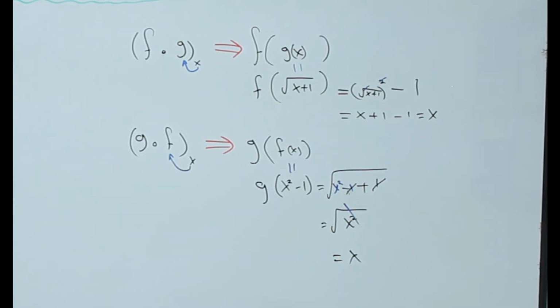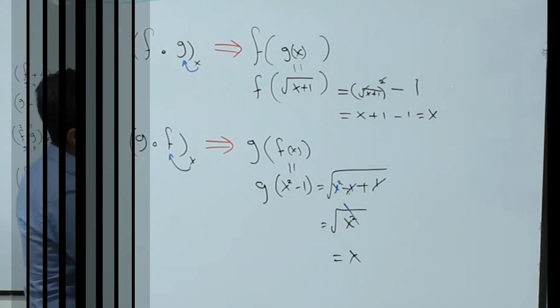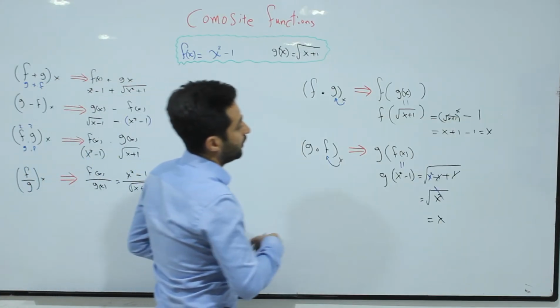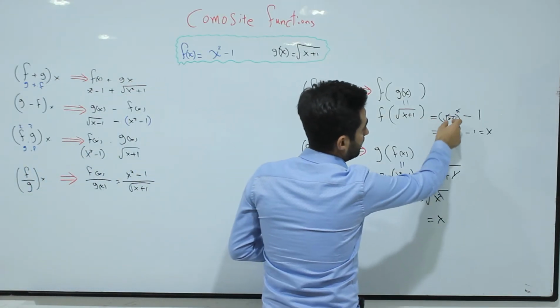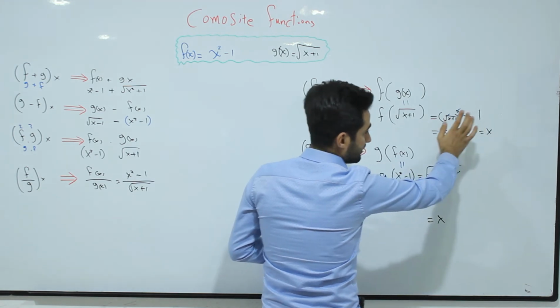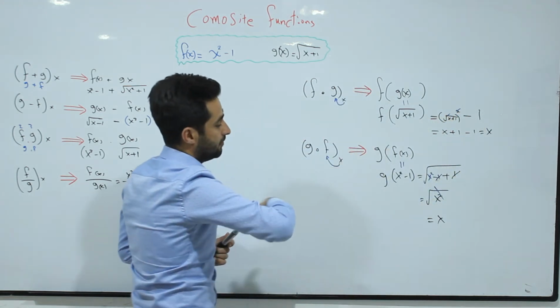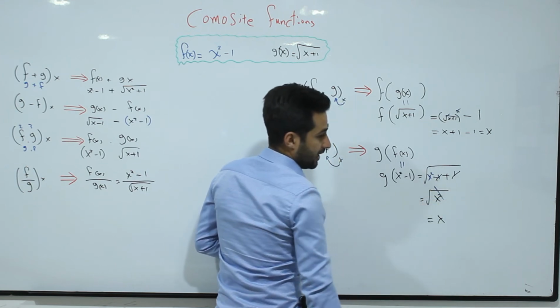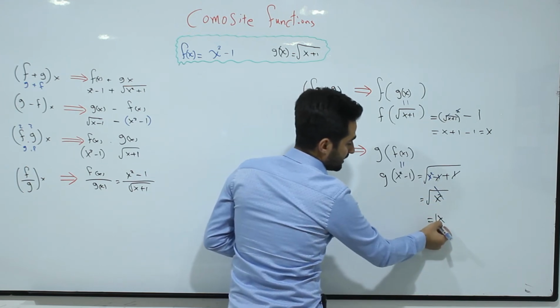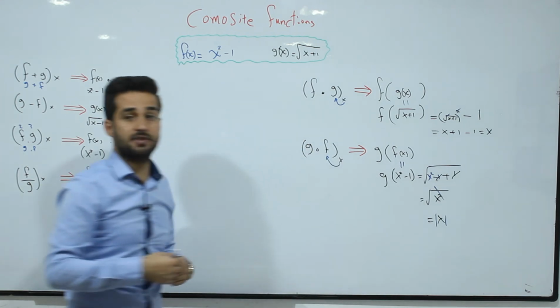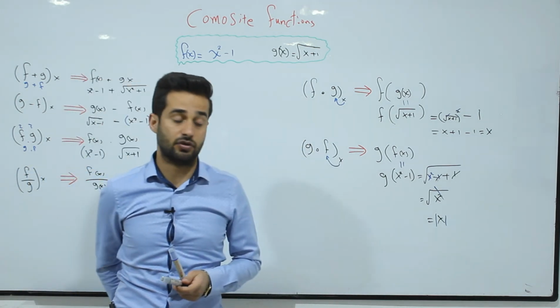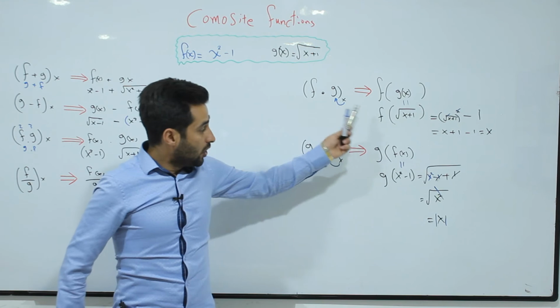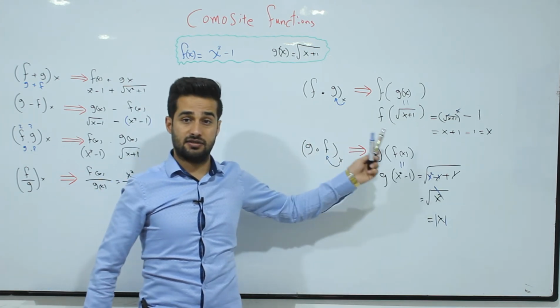For example, here we have square root of x. Those two cancel, it becomes x. But here we have square root of x squared. It becomes, we can say, an absolute value. It becomes positive and negative. Hope you understand this, guys.